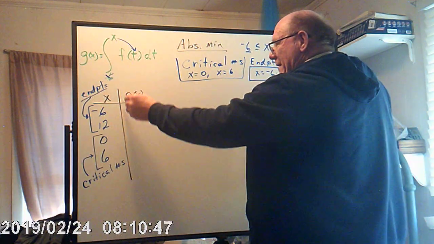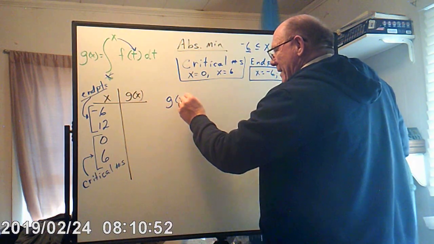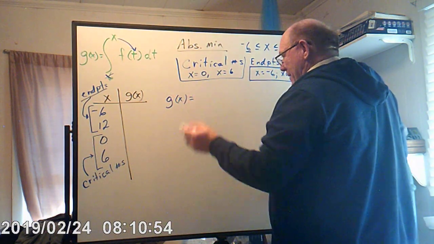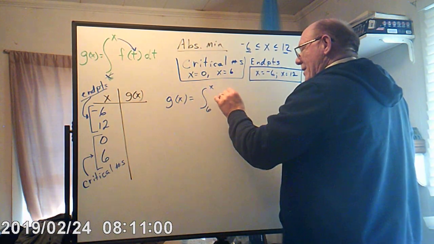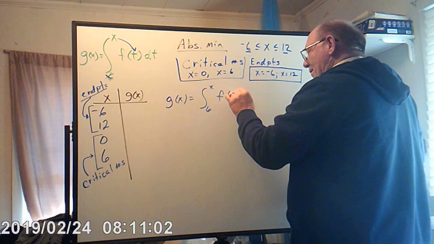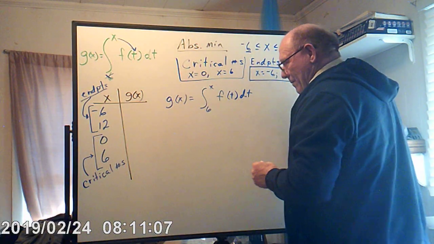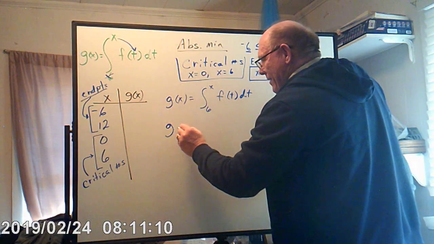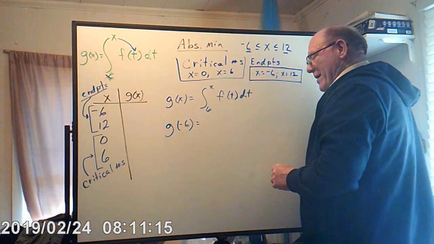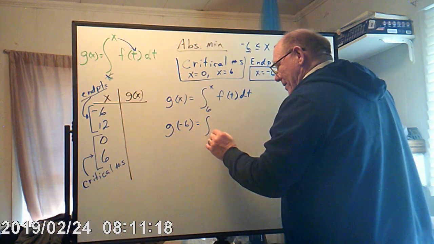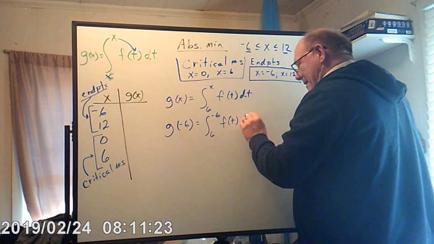Now you got to find g at x. So don't let that fool you. That's g at x each time. So g at x is equal to, well, we know what it is: the integral from 6 to x of F at t dt. Alright. Well, let's find it. G, let's start at -6. At -6. Yeah, we're going to have to flip this thing back over. And that is from 6 to -6, F at t dt.